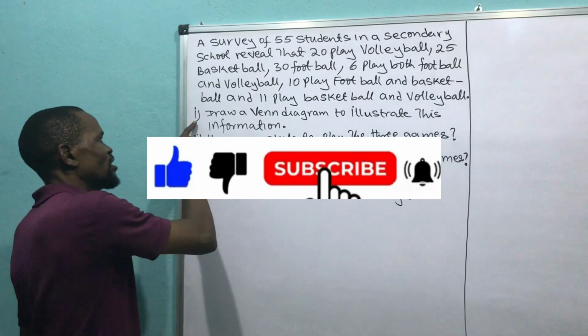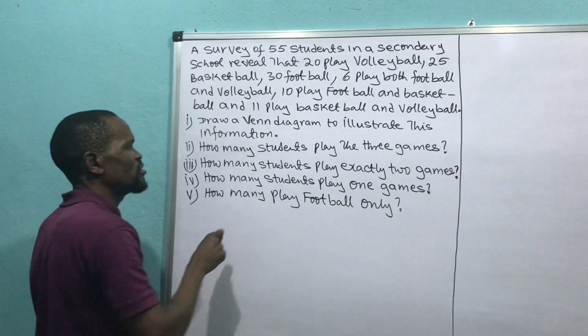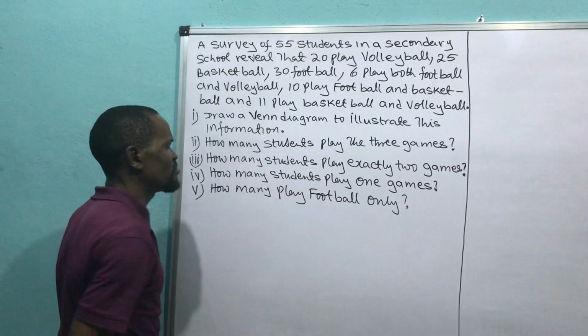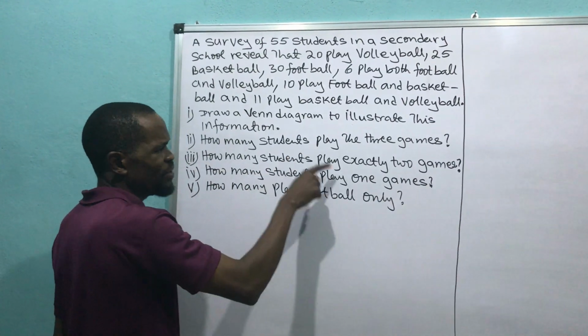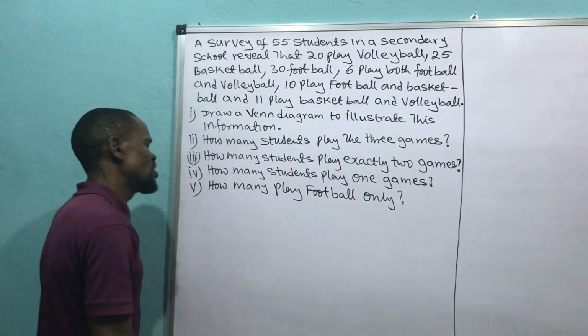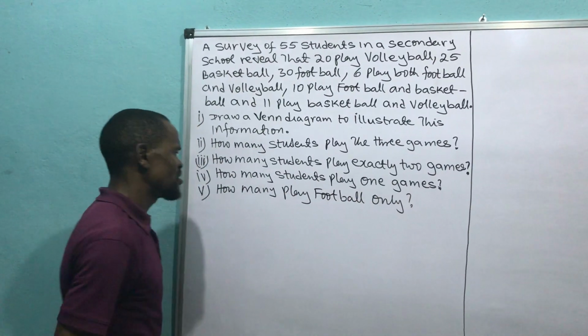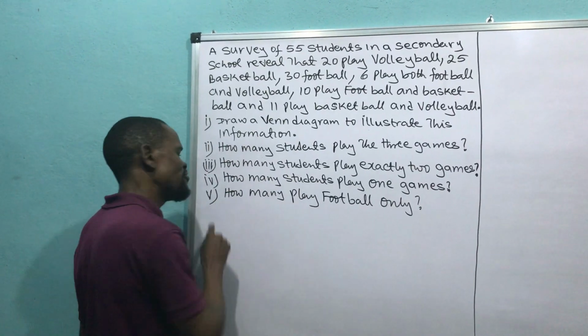Then I am to draw a Venn diagram to illustrate this information. How many students play the 3 games? How many students play exactly 2 games? IV, how many students play 1 game? How many play football? That's V.